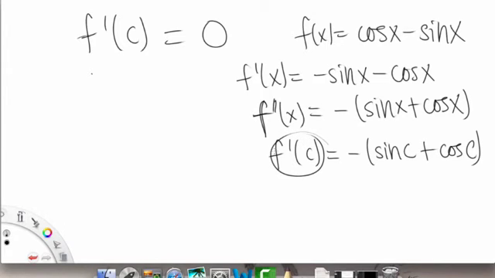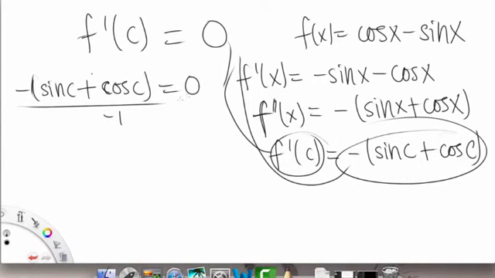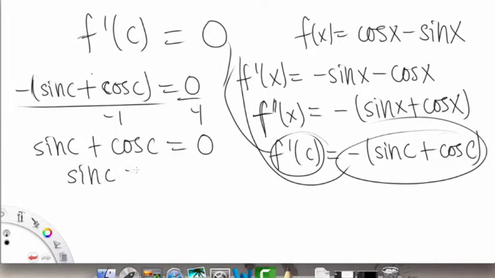Now we want this thing to be equal to 0, so therefore the right side has to also be equivalent to 0. So when we do that, we get the equation negative sine c plus cosine c is equal to 0. We can just easily divide by negative 1. So we get sine of c plus cosine of c must equal 0. Then we have that sine c is equal to negative cosine c.